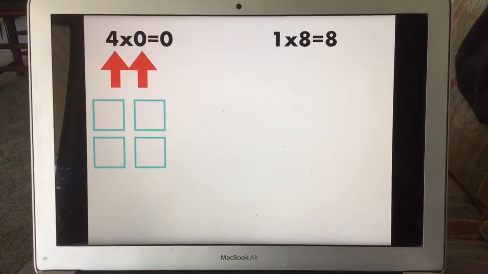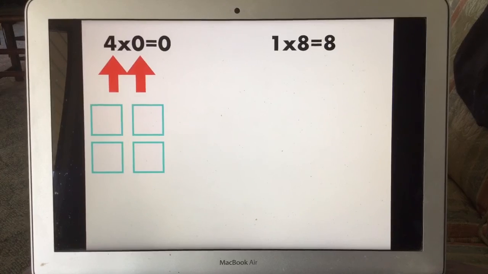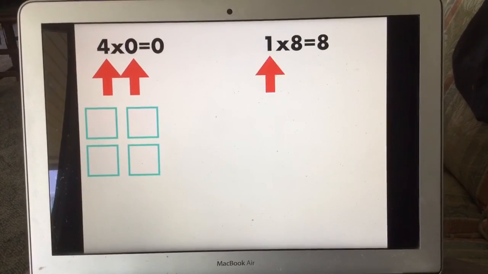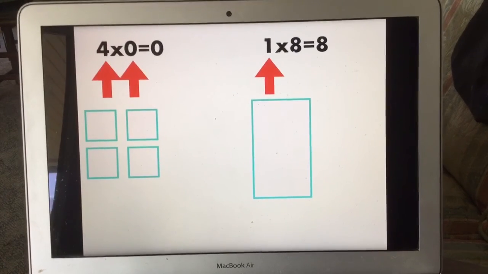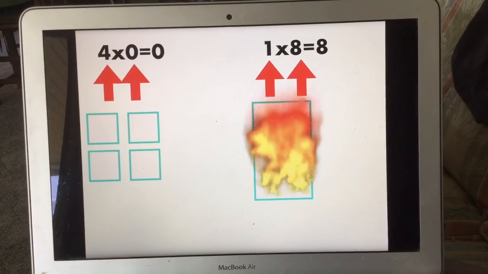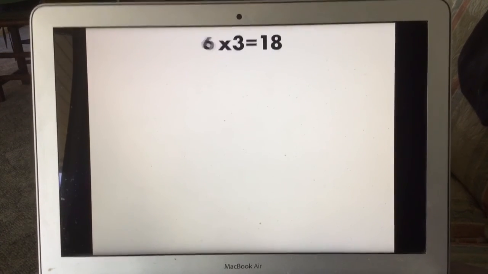Okay, so let's look at 1 times 8 equals 8. Whatever the number is times 1 is going to be that number, okay? Because remember, this number is your group. There we have a group of 1. This is how many are going to go in that group. We're going to have 8 things in that group, okay? When you count all the stars up, you have 8, okay?